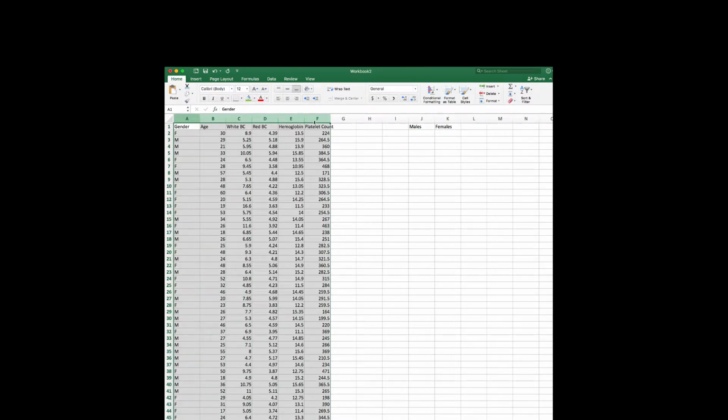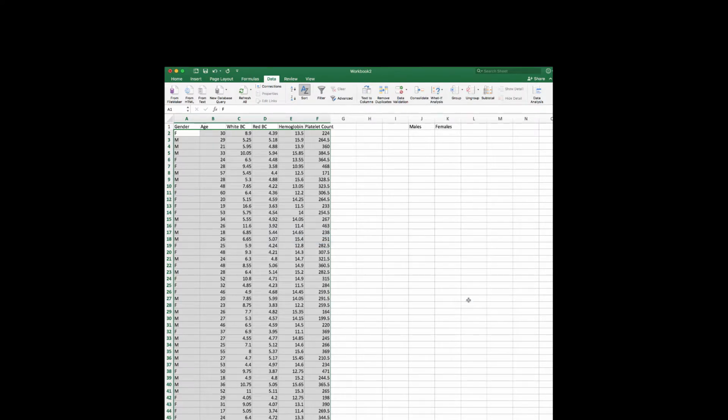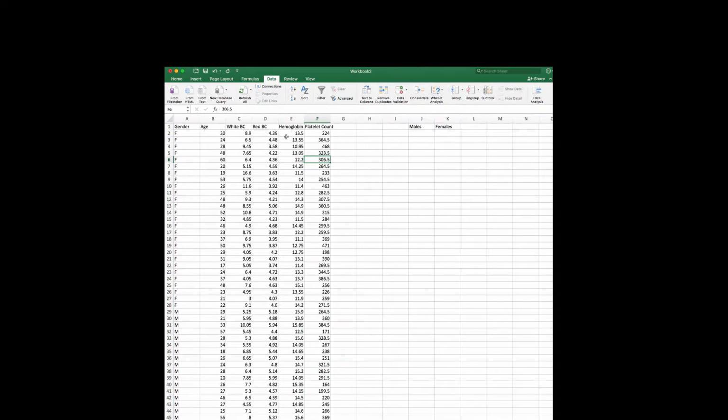I'll go ahead and just highlight the entire data set, go up to data, and then choose sort. And I'm going to sort this by gender. What that's going to do for me is put all the male data together and all the female data together. So now it's easy to say if I'm going to look at the red blood cell count, these are all of the females. And I can just copy and paste those into the females.